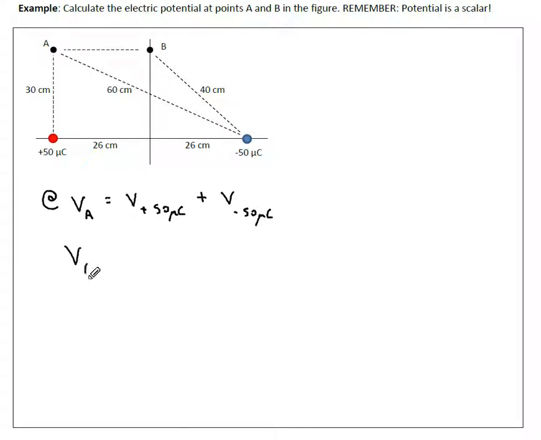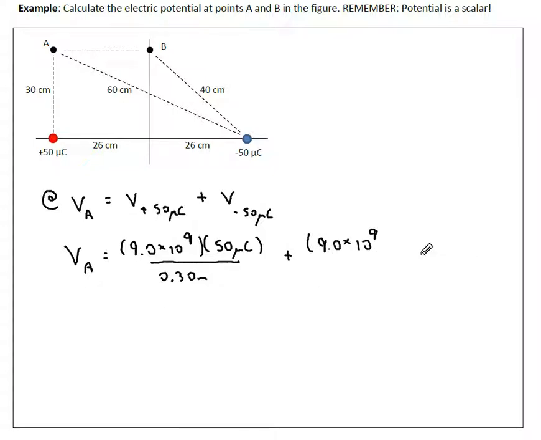So you got VA is equal to 9.0 times 10 to the 9 newtons meter squared per coulomb squared times 50 microcoulombs, and it is a distance of 0.30 meters away. We're going to add to that the 9.0 times 10 to the 9 newtons meter squared per coulomb squared, and it's negative 50 microcoulombs, and that one is a distance of 0.60 meters away. So you multiply it through to get a value of 7.5 times 10 to the 5 volts.